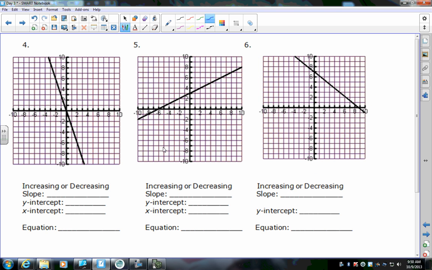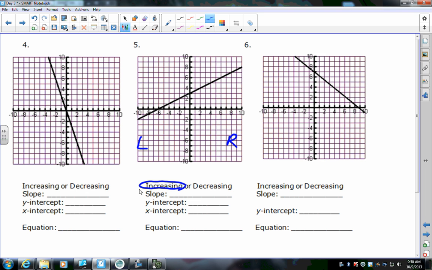Let's look at number 5. On number 5, the first thing we need to look at is it asks us, is this line increasing or decreasing? And remember, you have to look from left to right. The line is going up. From left to right, it's going up on number 5. That means it's increasing. I'm doing the odds. Okay?